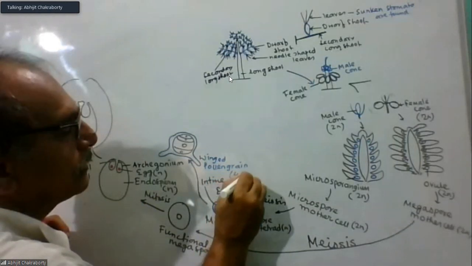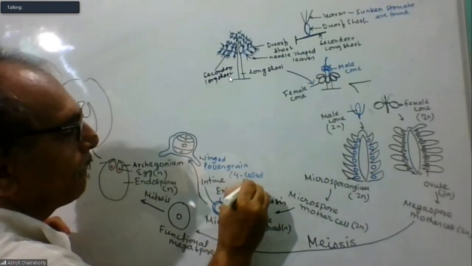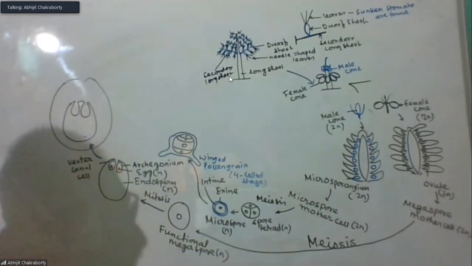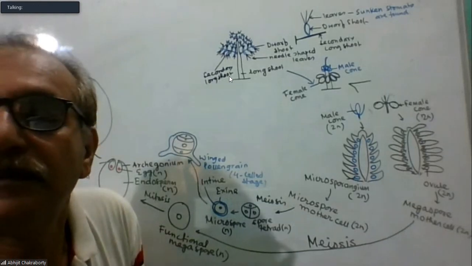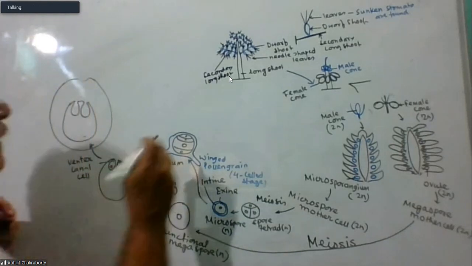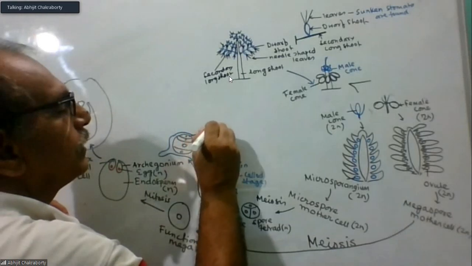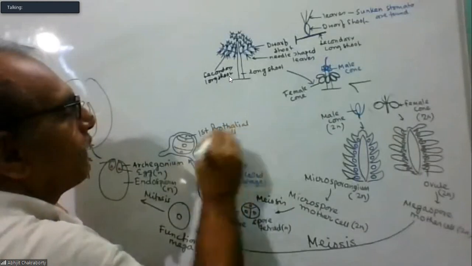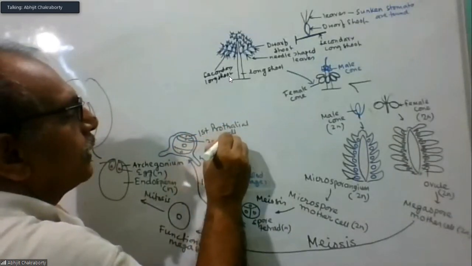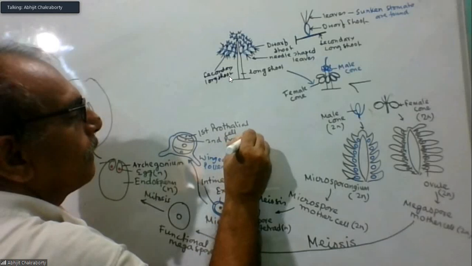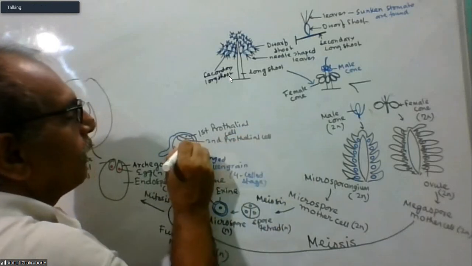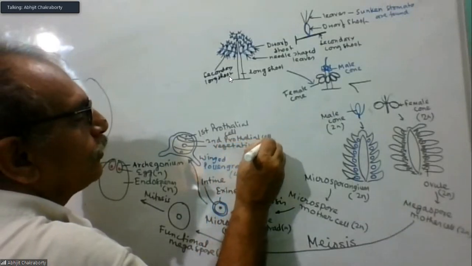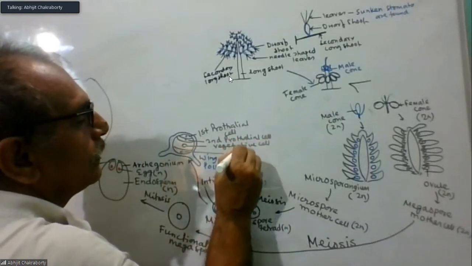And it is 4 cell stage. The cells are first prothallial cell, second prothallial cell, the vegetative cell or tube cell, generative cell.